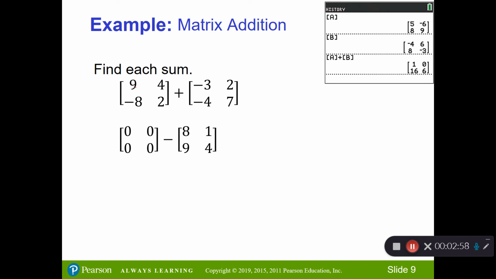All right, I want to find the sum here. So I'm adding these 2 matrices together. I would go 9 plus -3 equals a +6. That goes in the space where those 2 belong. -8 plus -4 is a -12, so that goes in here. 4 plus 2 is a 6, so that goes there. 2 plus 7, how did I do that? 2 plus 7 is a 9. Let's try that again. And so that goes in that entry space. So there's the resultant matrix here.